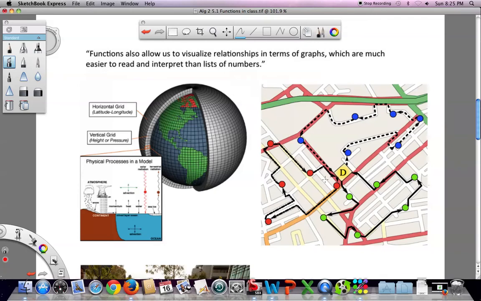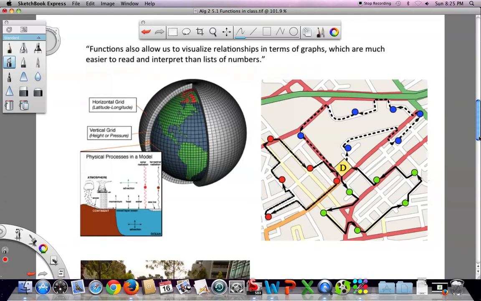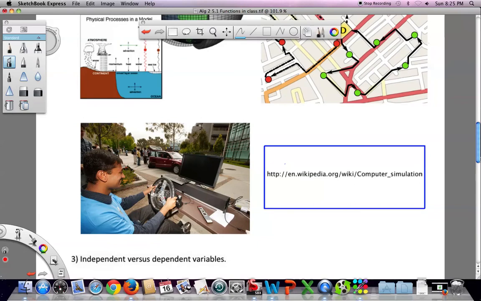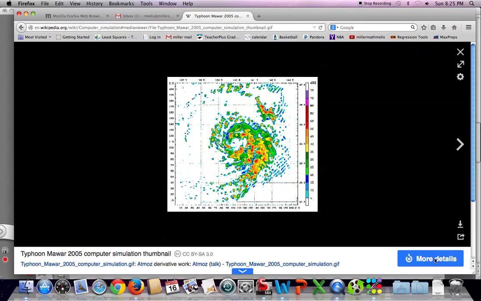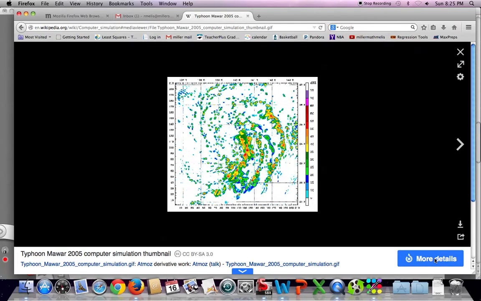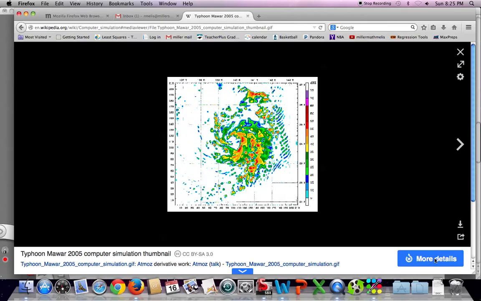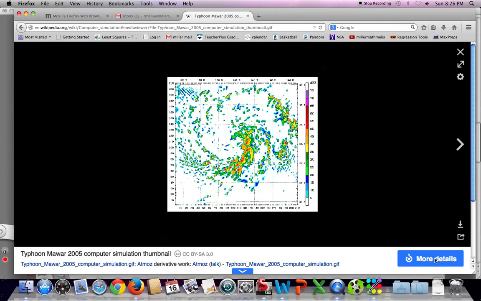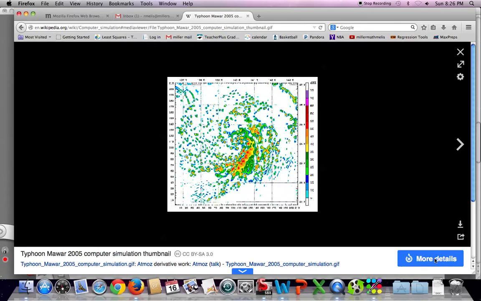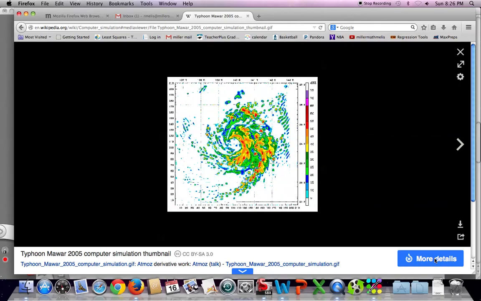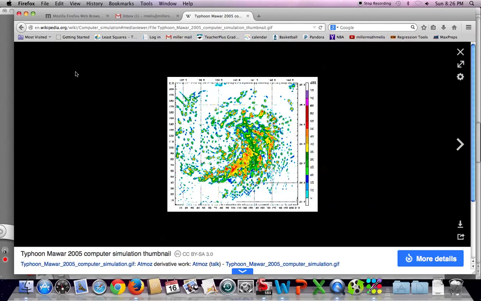Here is a function that depicts traffic patterns in a city. There is someone who looks to be enjoying a driving simulation, which is a function. And then here's something that I need to look up, which I did, and here is a function that describes what a typhoon did over a period of 48 hours. So what you see twirling about right now is the result of probably more than one function, a bunch of functions that were used to describe a physical pattern, in this case a typhoon.